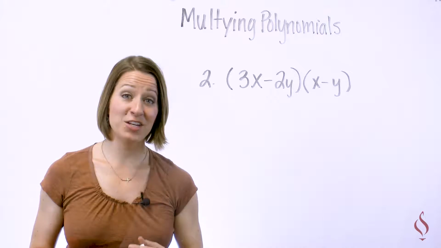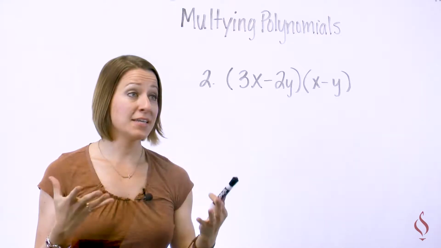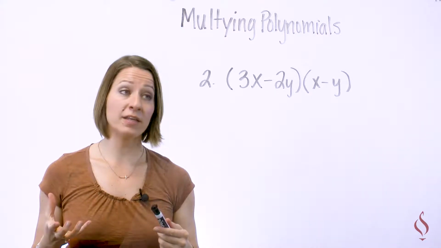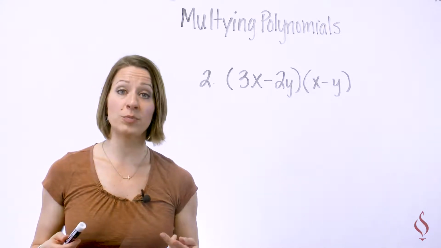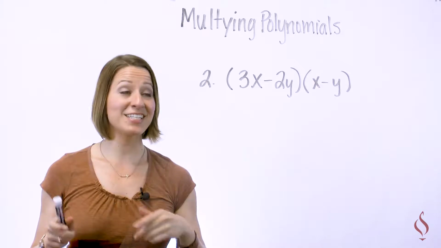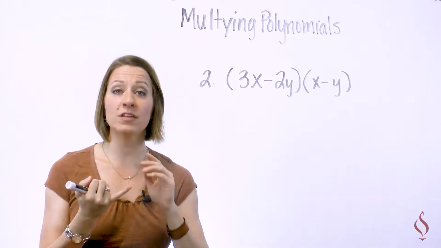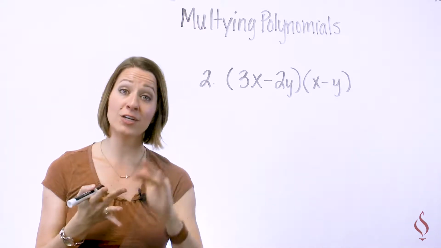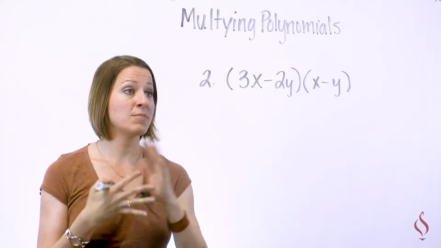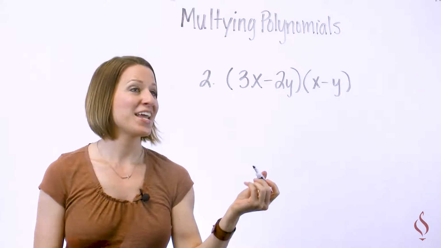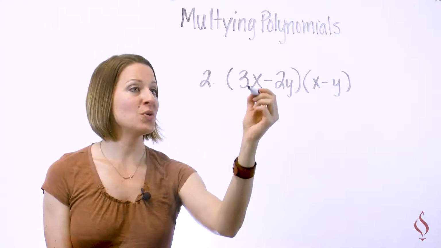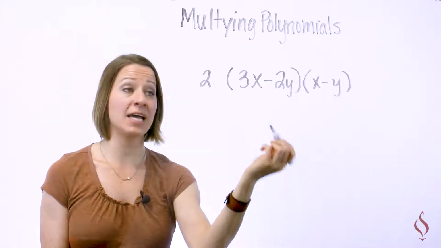Okay, let's take a look at another example. It's the same thing. We're still going to use that FOIL method. Now, one thing that's different about this problem is that there are 2 variables. Don't worry, it's still going to work the same way. We're still going to follow the first, outer, inner, last, and then make sure this answer gets in alphabetical order. You ready? All right, I'm going to go ahead and draw the lines.